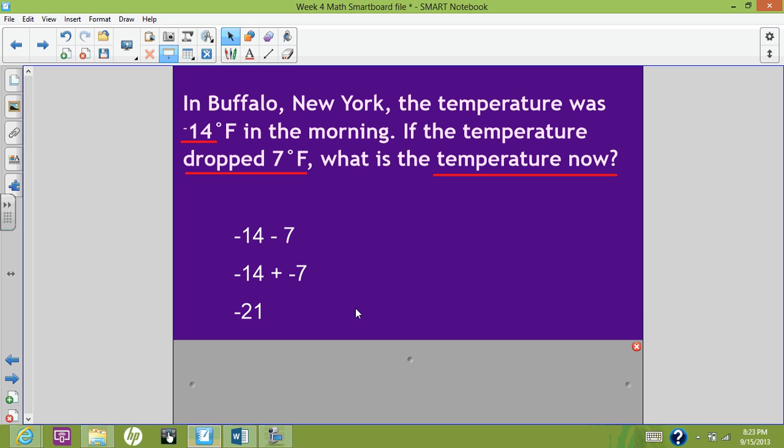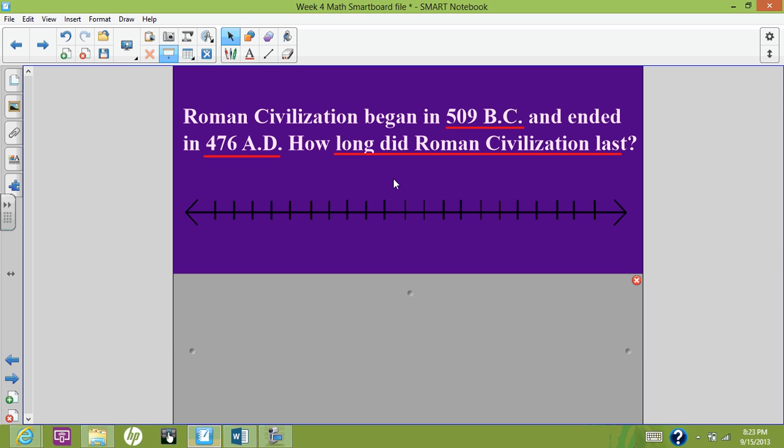And the really nice thing about word problems is you can check yourself to see if it makes sense. Okay, so it was negative 14 and then it got colder. So yeah, negative 21, that makes sense. Negative 21 degrees Fahrenheit. The next problem, okay, when you're dealing with dates, guys, like in this problem, Roman civilization began in 509 BC and ended in 476 AD.